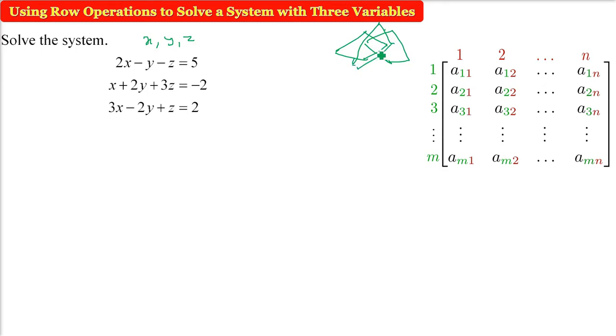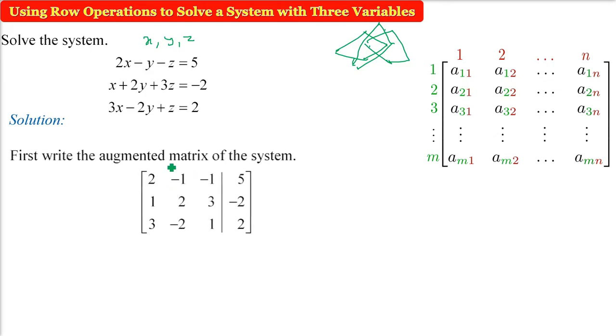2 variables means you need to have just an anticipation of 2 lines intersecting. Here we have planes intersecting. So we'll find out and make the augmented matrix.